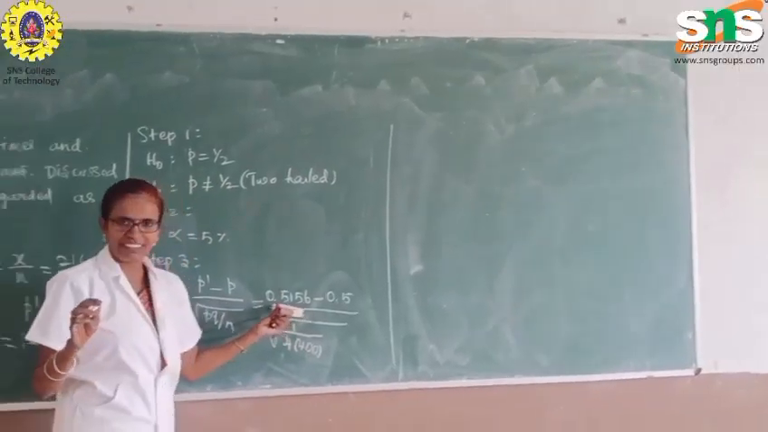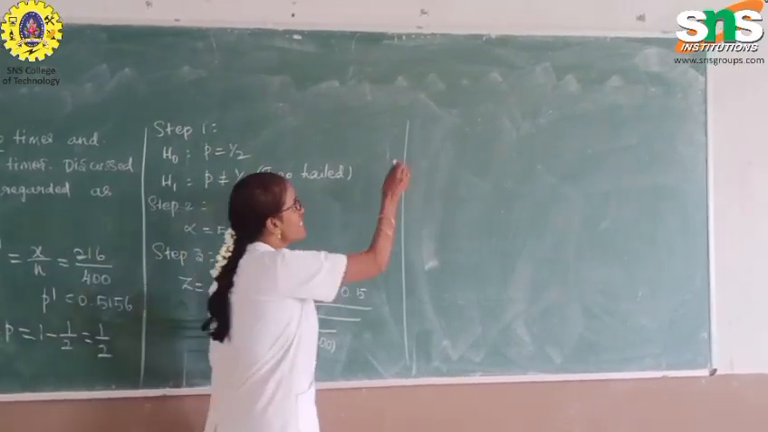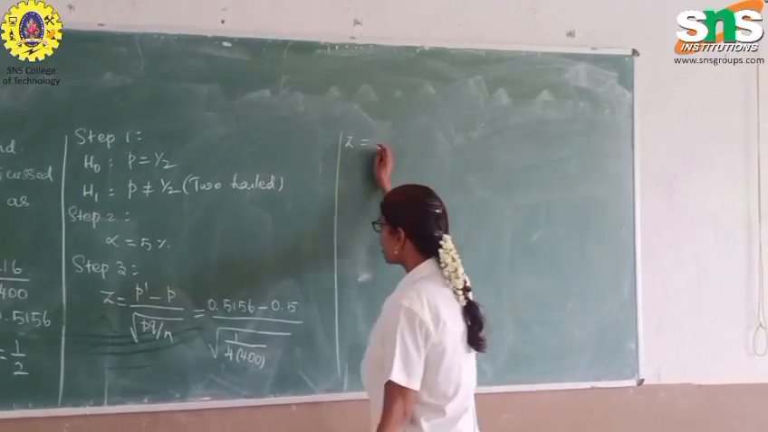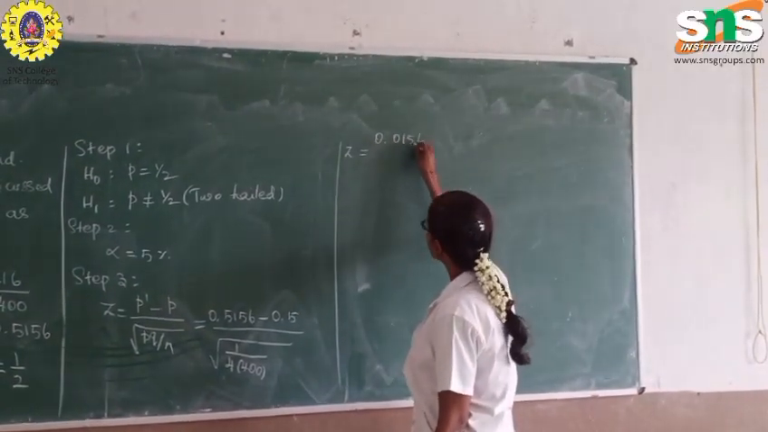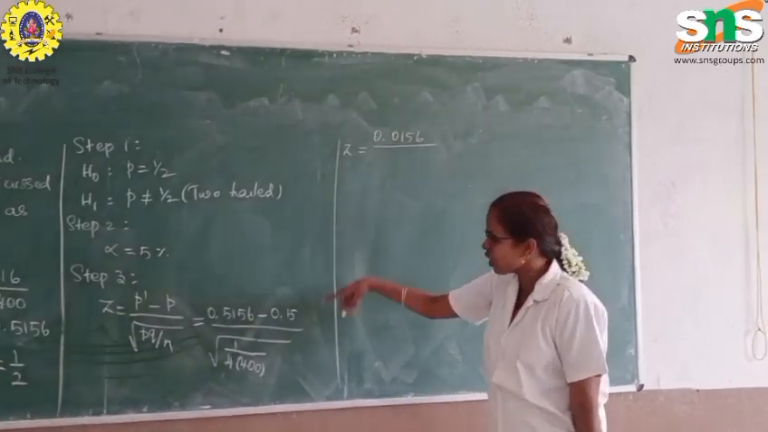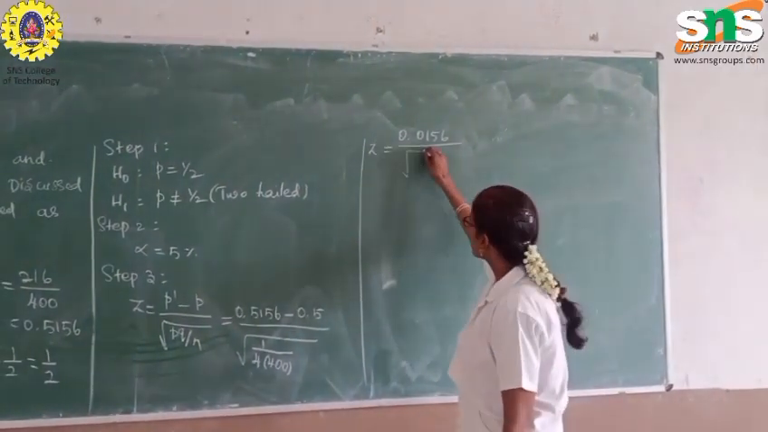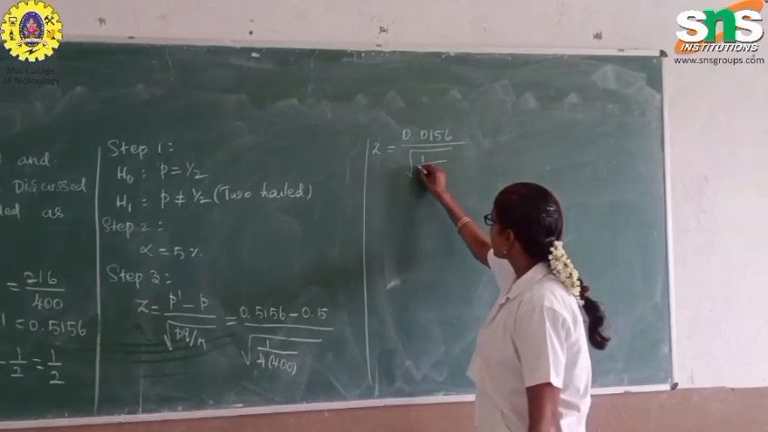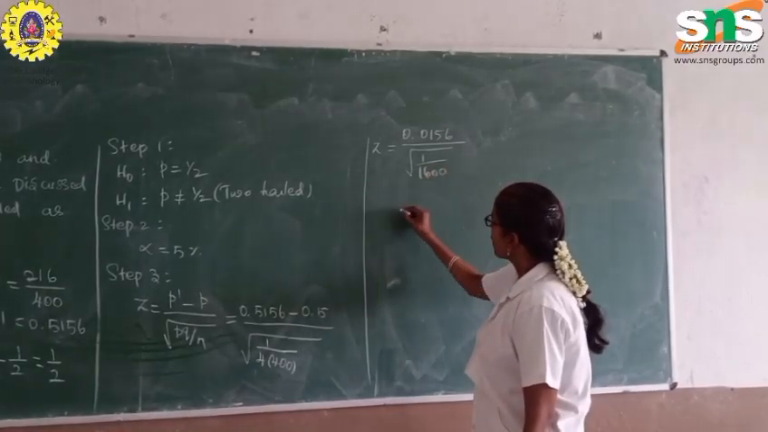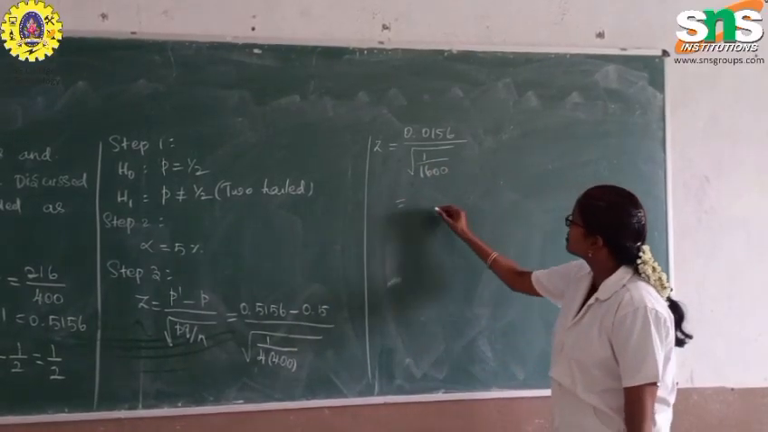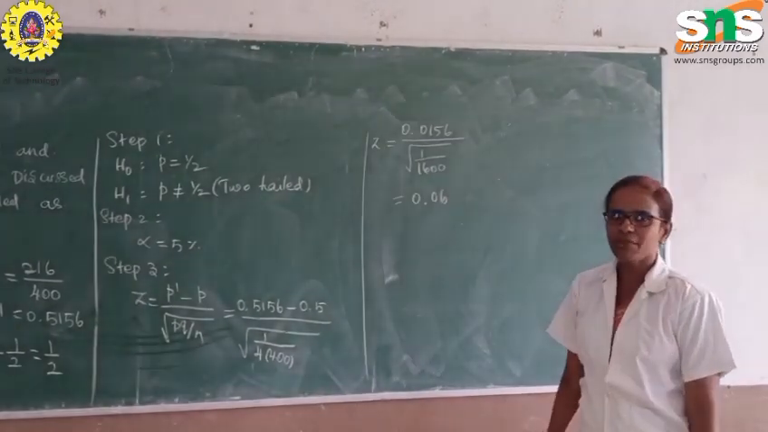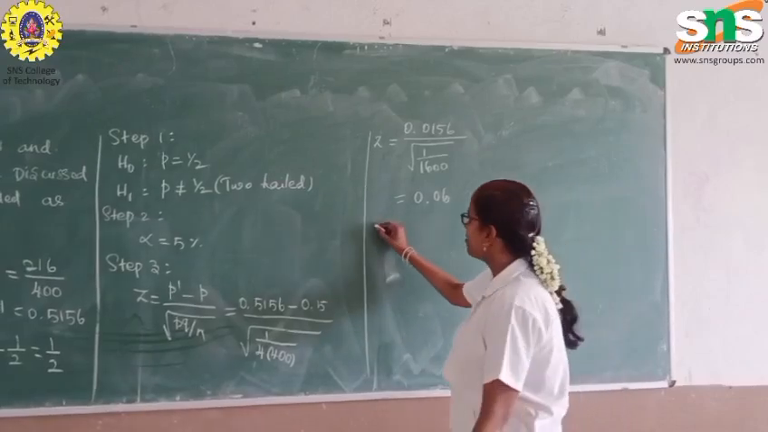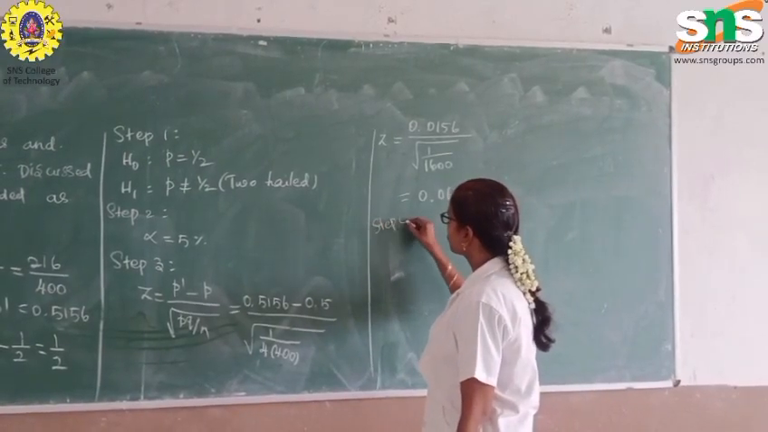Now we are going to subtract the values. The numerator is 0.0156. This is the numerator term. Then for the denominator, it is square root of 1 by 1600. Finally, we are going to get the value as 0.06.